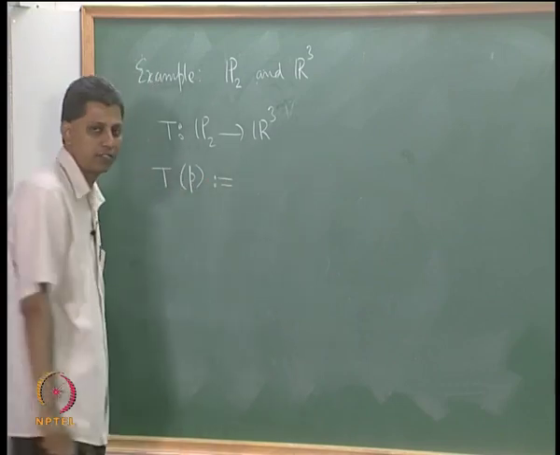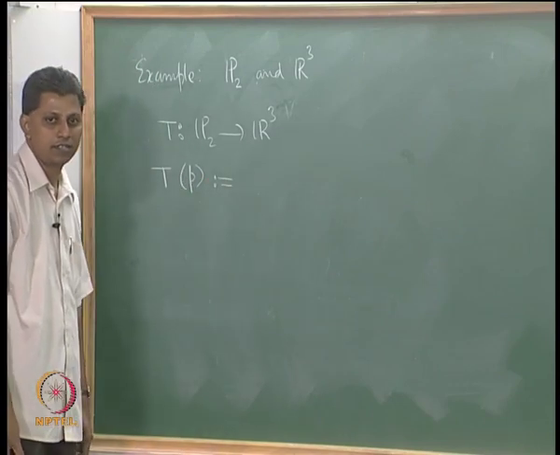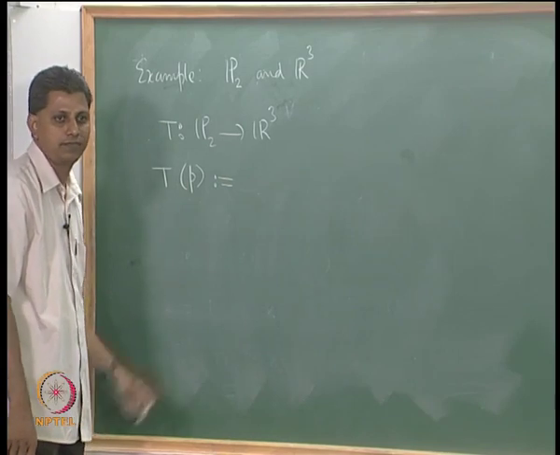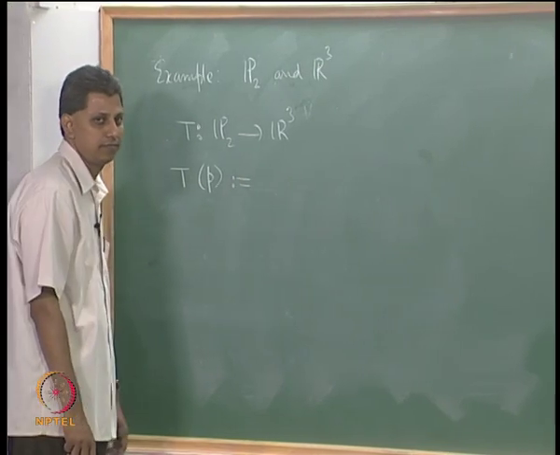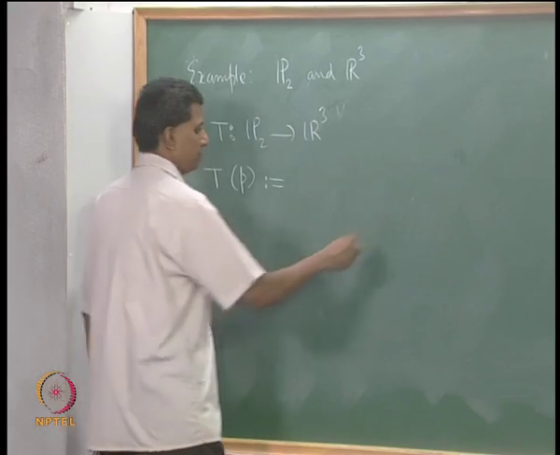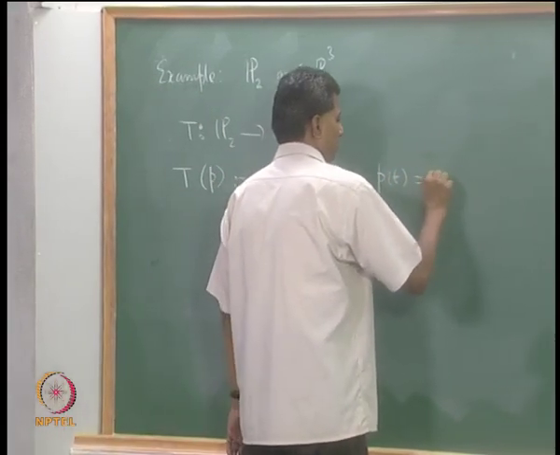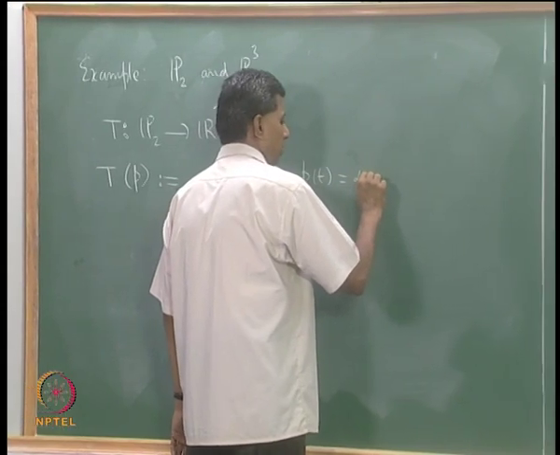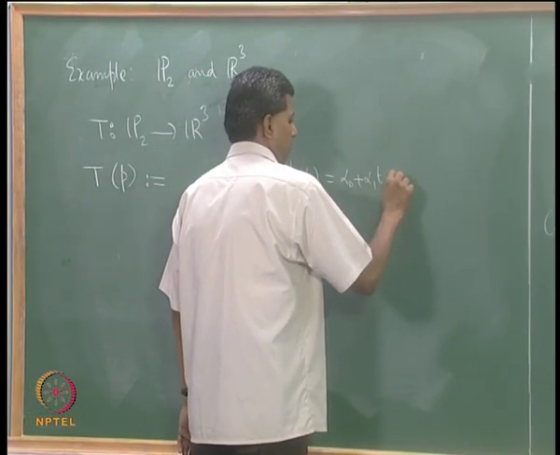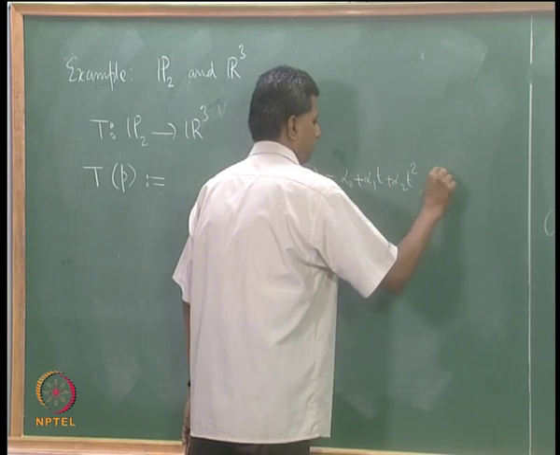On the right hand side, I must have a vector with 3 coordinates. Can you give a natural vector on the right? Just take the coefficients. What I know is that P is a polynomial. So P of T is alpha naught times 1 plus alpha 1 times T plus alpha 2 times T square.